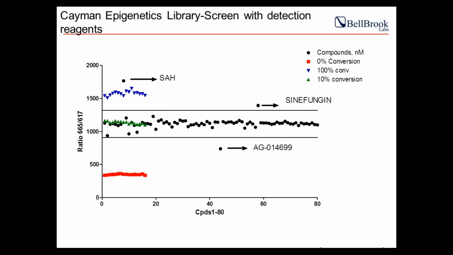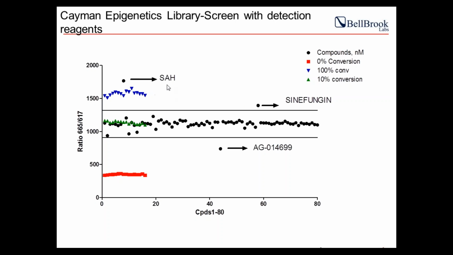So the last thing I want to share today was we took the Cayman Epigenetics library. It's about, I think, 98 compounds, if I can remember that right. So first we ran it through just our detection reagents, which is the 2 pieces of RNA. And of course, SAH was one of the compounds in their library, and sinefungin. SAH, sinefungin, and SAM share structural similarity. So it came as no surprise that both these molecules caused an increase in the ratio.